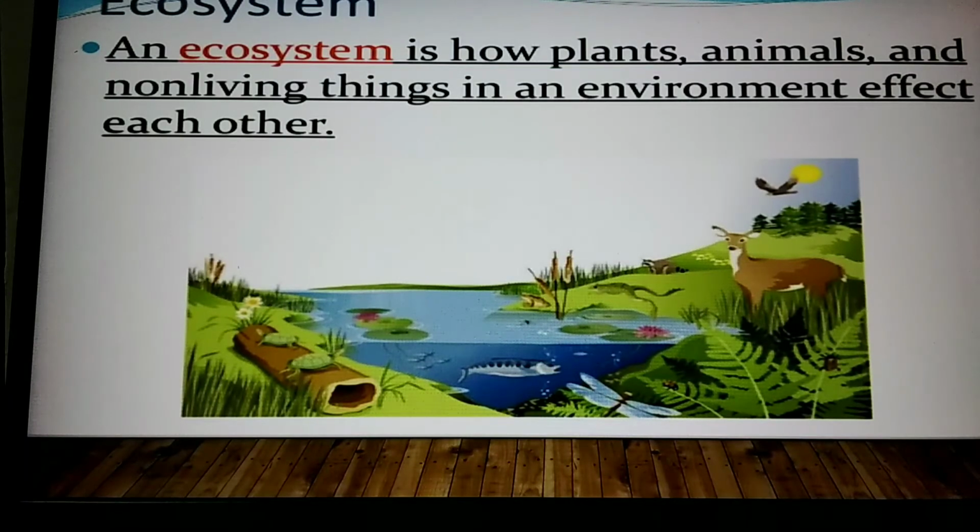Now, what is an ecosystem? An ecosystem is how plants and animals and non living things in an environment depend on each other. Till now, we have observed how plants and animals are interdependent on each other. The interdependence of these living things, that is, plants and animals, and non living things, that is, sunlight, water, soil, which are the abiotic, non living things in an environment, is known as an ecosystem.